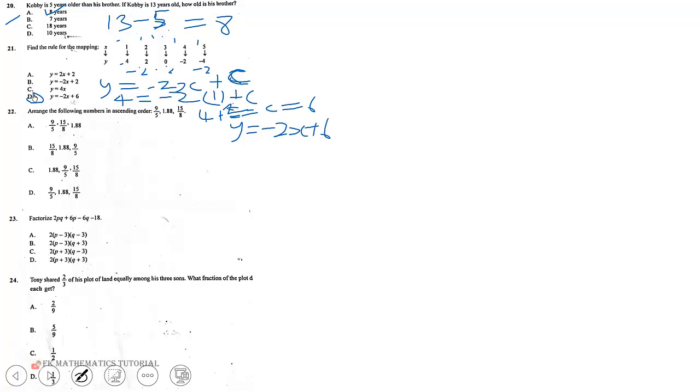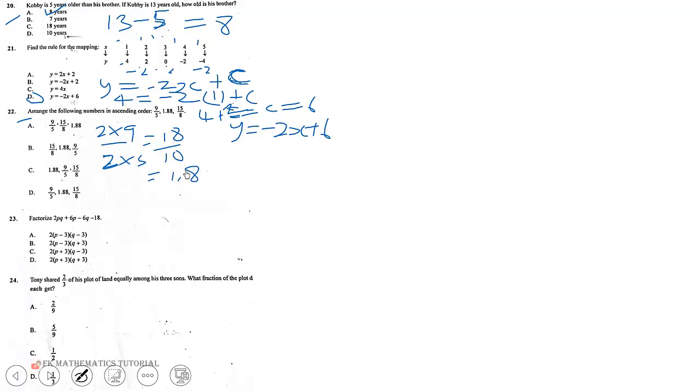Arrange the following numbers in ascending order. There's one in decimals for you, so you can quickly write the remaining ones in decimals. 9/5 can easily be converted to decimals. If you multiply both the top and the denominator by 2, that will give you 18/10, which is 1.8.